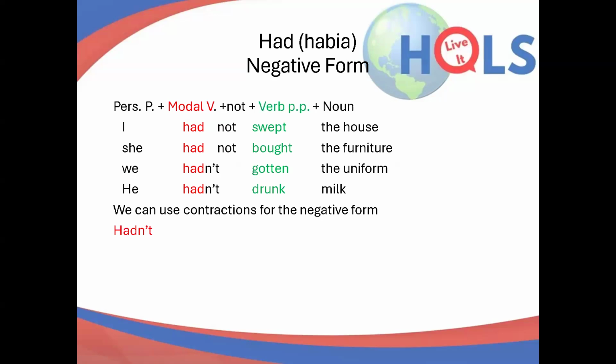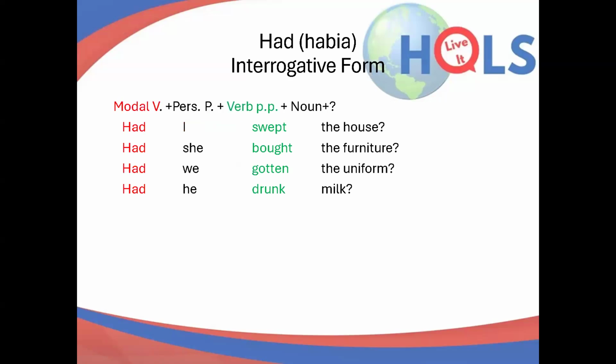And remember, interrogative form, we only need to use the modal verb in the beginning, followed by a personal pronoun, and then the verb in past participle again, and the noun, and we close with a question mark. Had I swept the house? Had she bought the furniture? Had we gotten the uniform? Had he drunk milk? And this is the way we use present and past perfect.